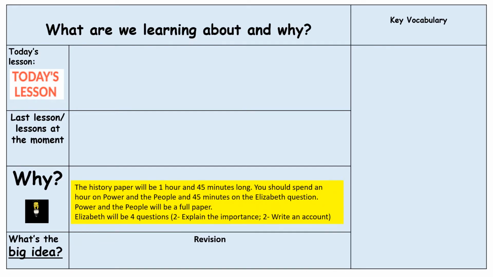Alright, so in today's lesson we're looking at things because the history paper will be an hour and 45 minutes long. You're going to spend around an hour on Power and the People and 45 minutes on the Elizabeth questions. Power and the People will be a full paper. Elizabeth will be 4 questions, 2 explain the importance and 2 write an account.